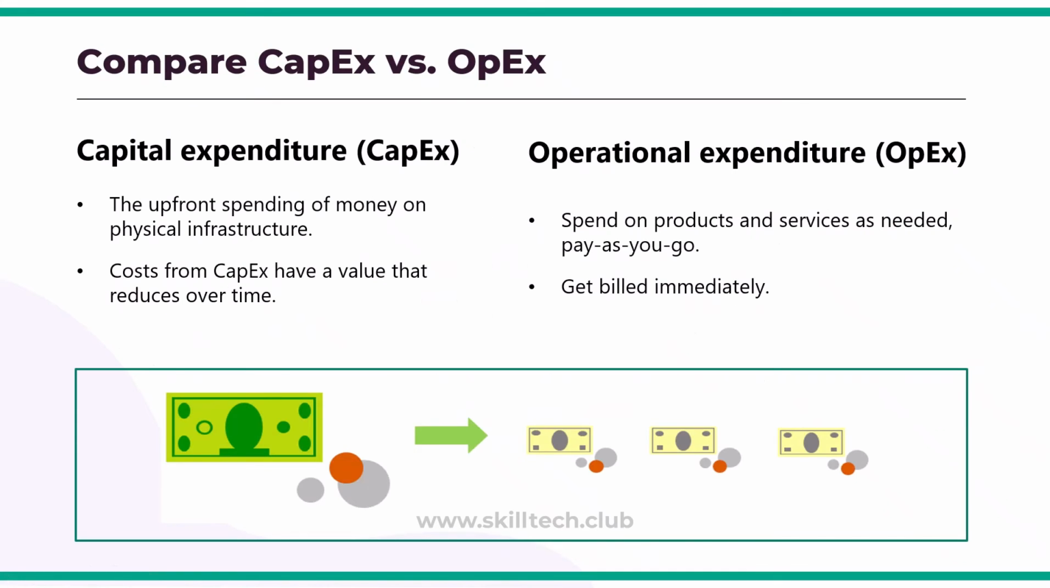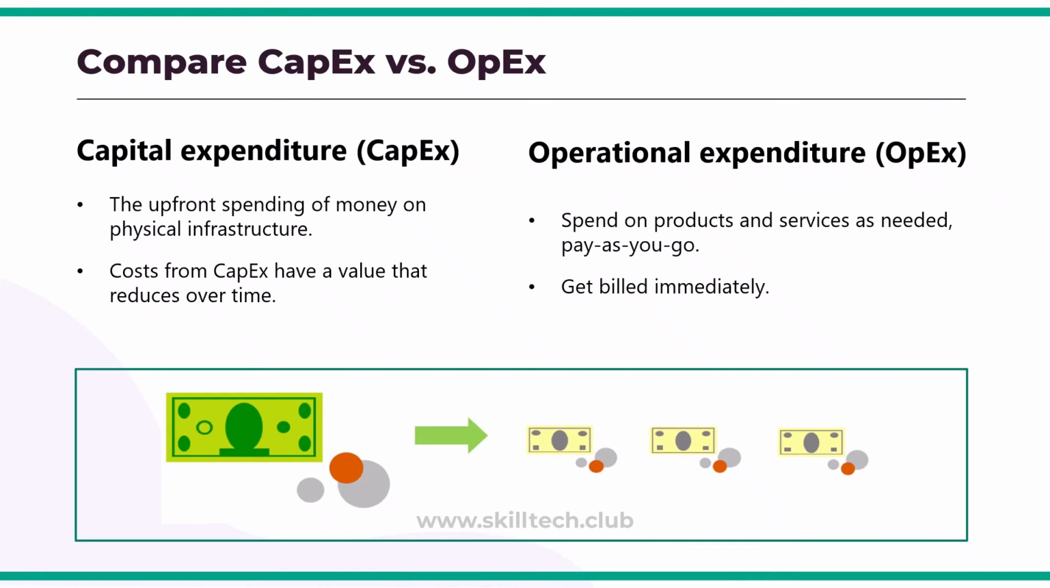Now, once we know that we have these possible options to use cloud, private, public, and hybrid, obviously, cost is another important factor which we have to keep in mind. There are two kinds of costs which we want to discuss here. First one is a capital expenditure, which we call CapEx. This is a cost which is involved in the initial investment or the upfront cost of specifying your physical infrastructure. It is a cost from CapEx which have a value that reduced over time.